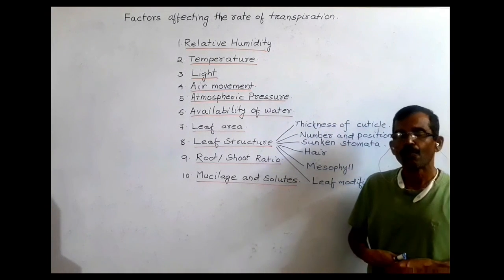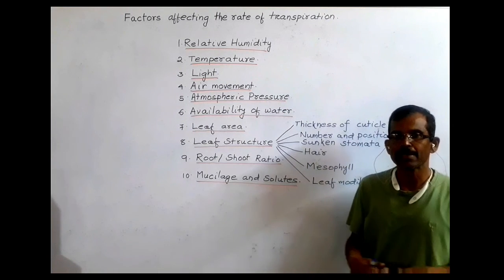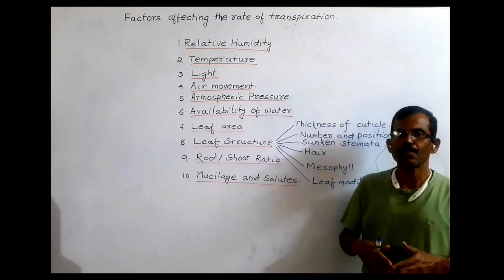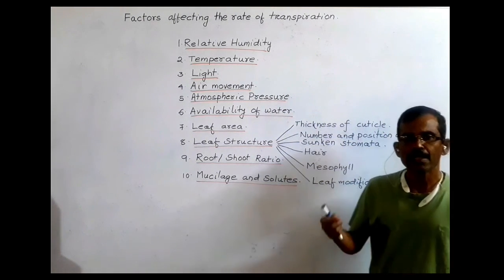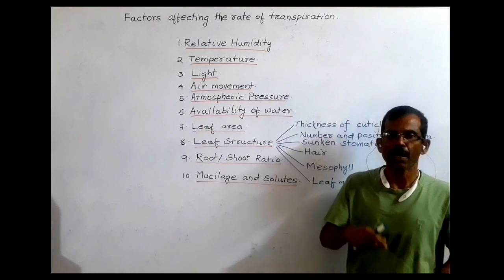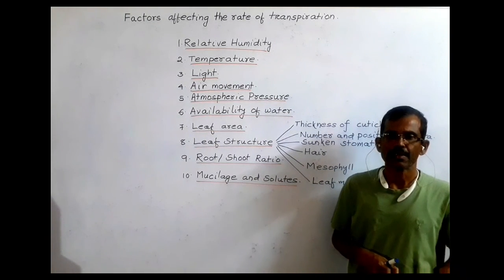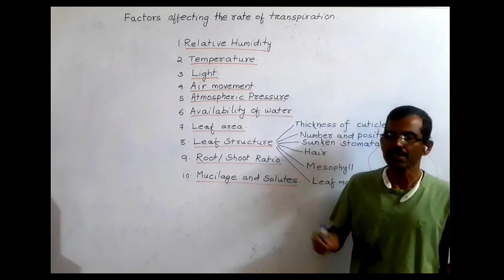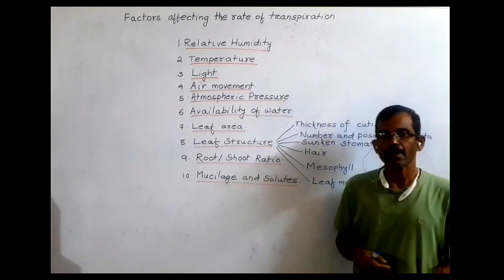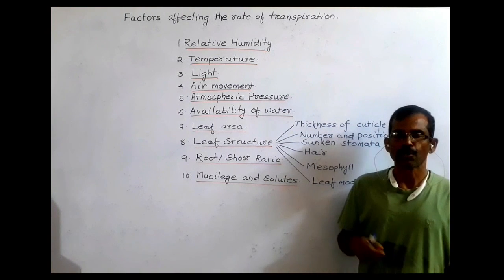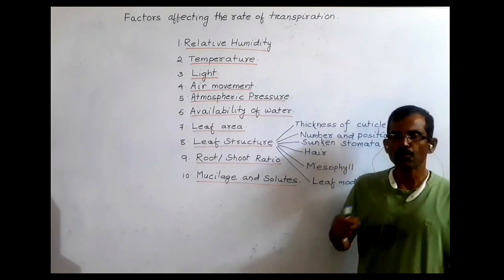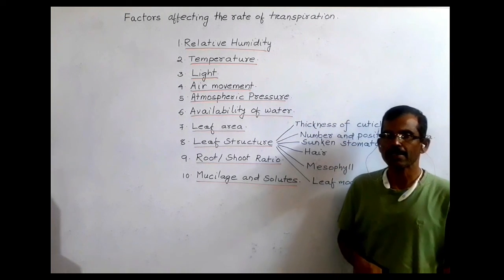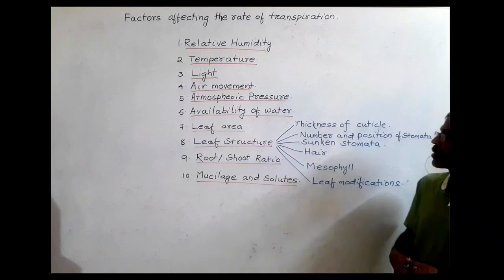This is because when there is no air movement, the water vapor remains accumulated around the leaf, which decreases the rate of transpiration. That is because the humidity around the leaf increases, and when it increases, the rate of transpiration decreases. But at a higher wind velocity, the stomata remain closed due to mechanical effect and the rate of transpiration decreases. So air movement is another environmental factor that affects the rate of transpiration.